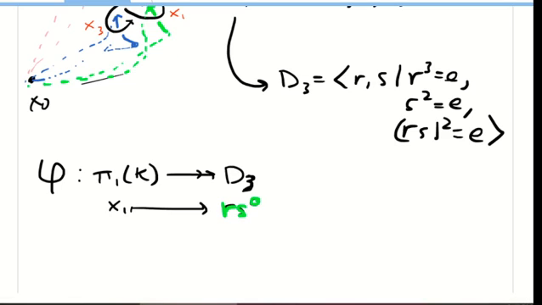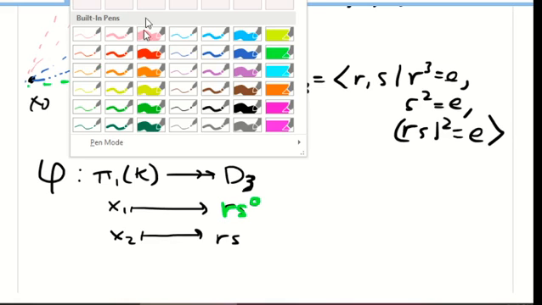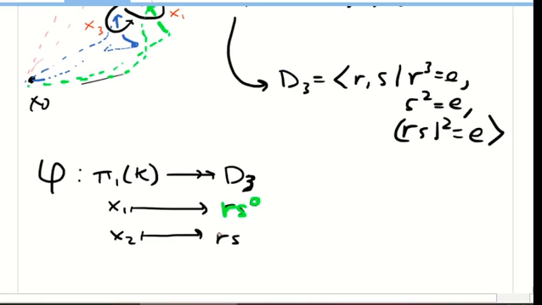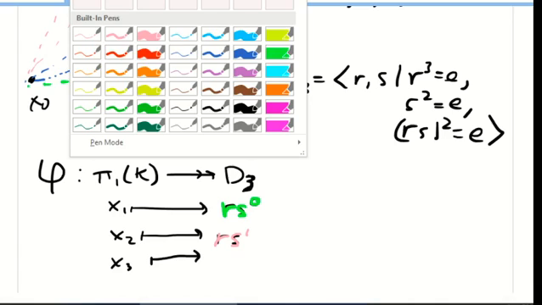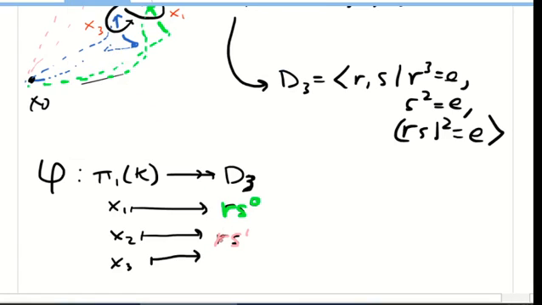Okay, x2 is going to map to RS to the 1. That's pink. Oh, my pink, here it is. RS to the 1. And x3 is going to be red. RS to the 2. Okay. Why is this on 2?